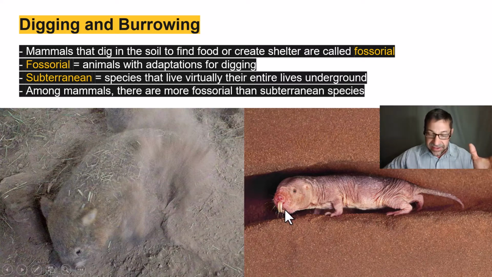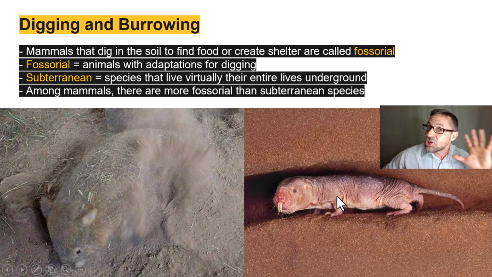Further, the eyes of subterranean species are very small. Oftentimes they're non-functional. They're vestigial, meaning they're evolutionary leftovers. They have tactile receptors in the snout that are very well developed, and they have vibrissae, these whiskers that often occur all over their bodies, including the tail, the body wall, and the legs. And then lastly, subterranean mammals have very acute senses of hearing and smell.